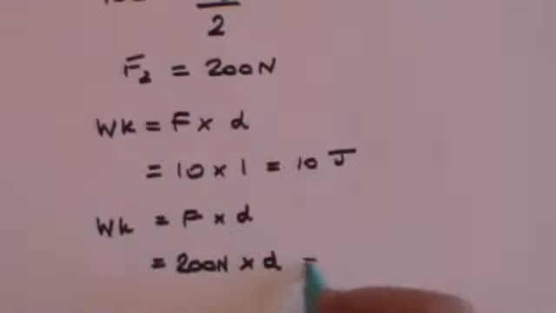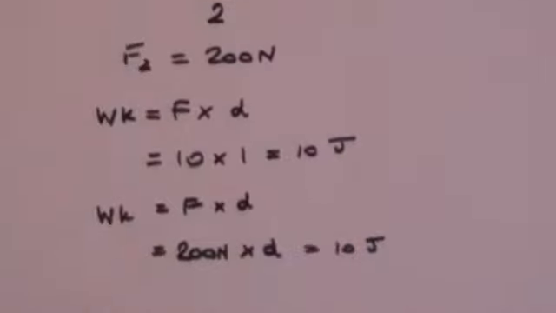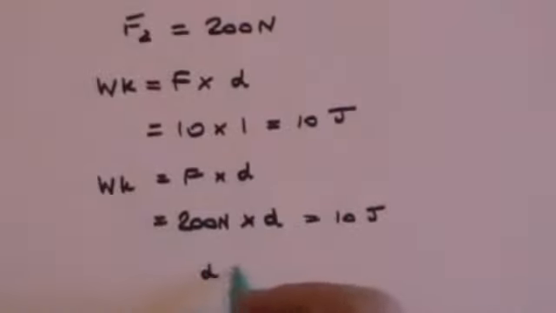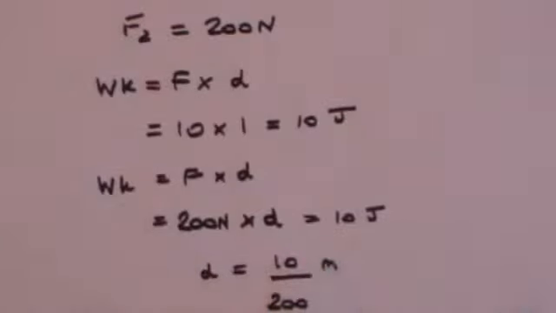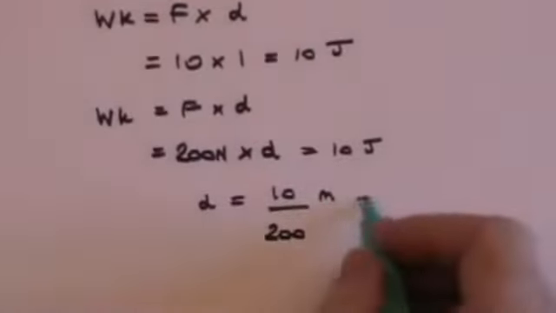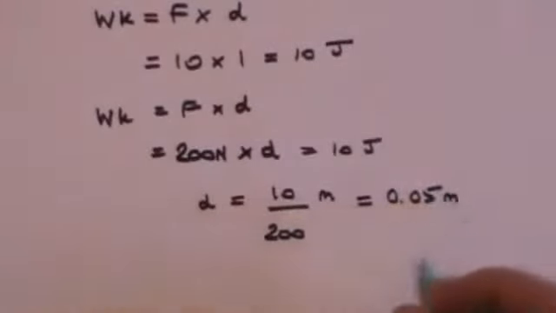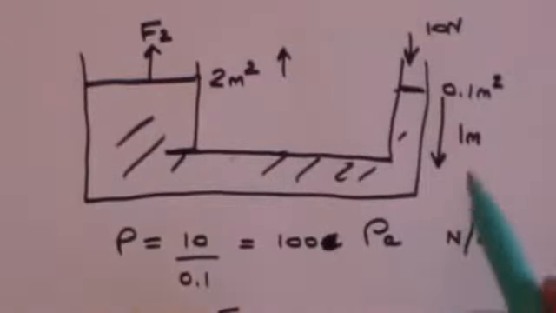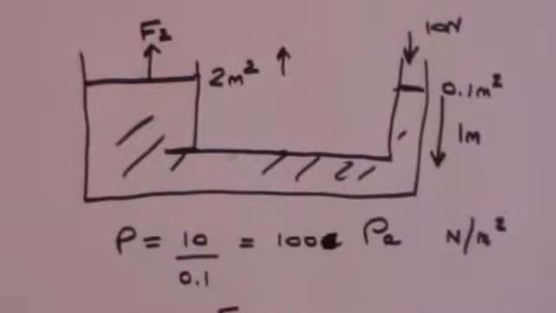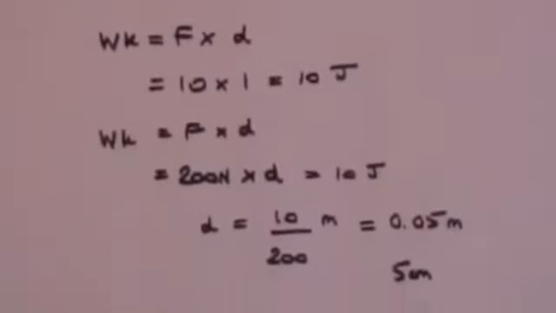That is going to equal 10 joules, which means the distance is going to be 10 divided by 200 meters, which is 0.05 meters, or if you prefer, 5 centimeters. So actually, you had to push down a whole meter in order to get this side to rise by just 5 centimeters.